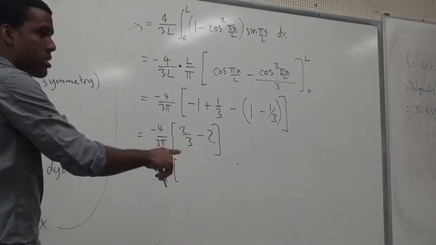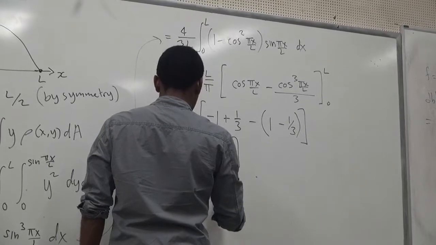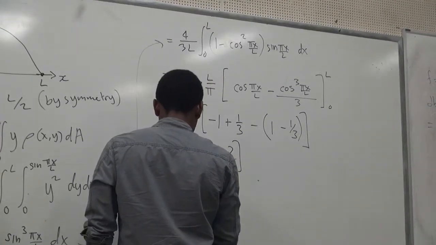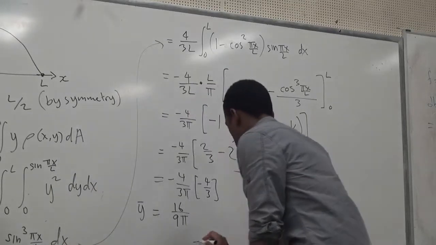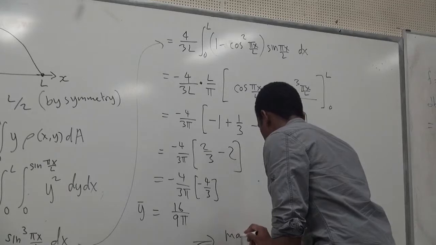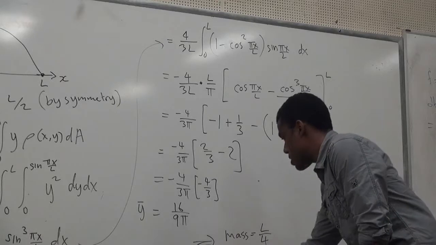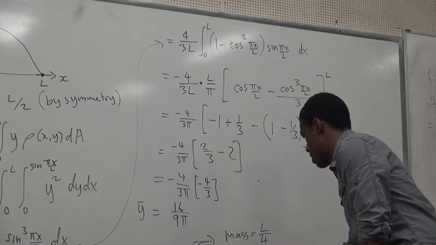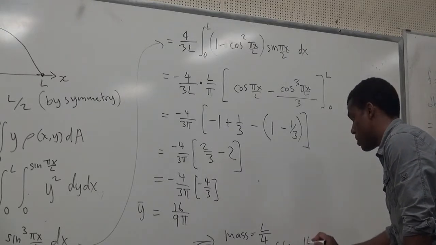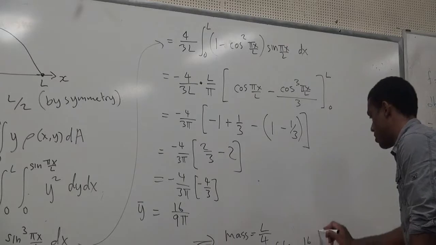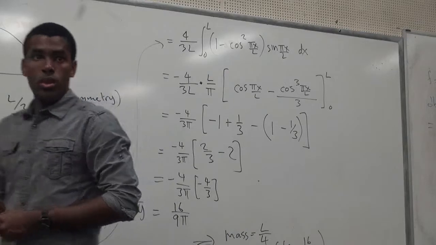2, I just write it as 6/3. Alright, so this is minus 4/3, and that's your y bar. So this means mass is L over 4, and the center of mass is L over 2, comma 16 over 9. Okay, questions?